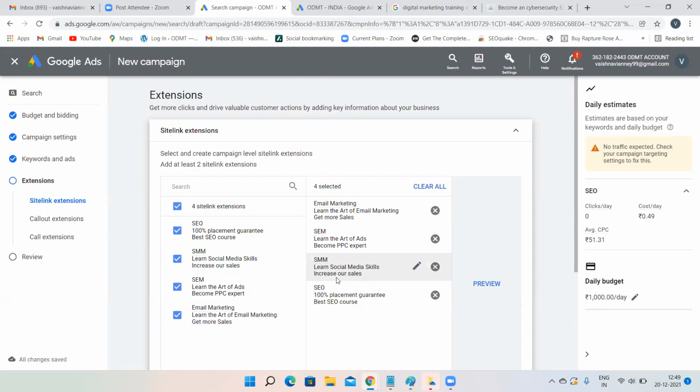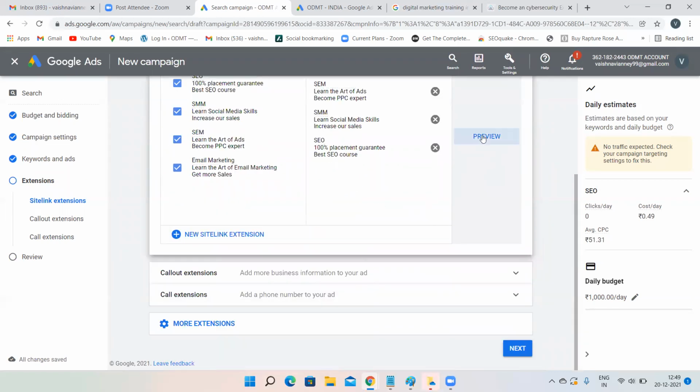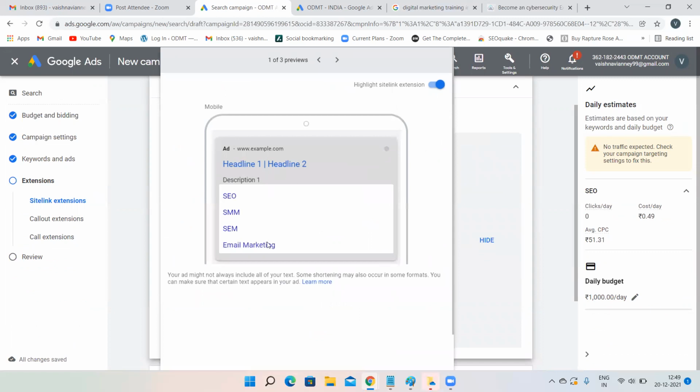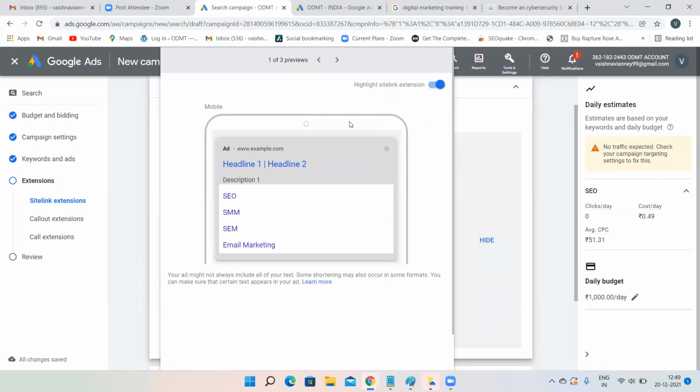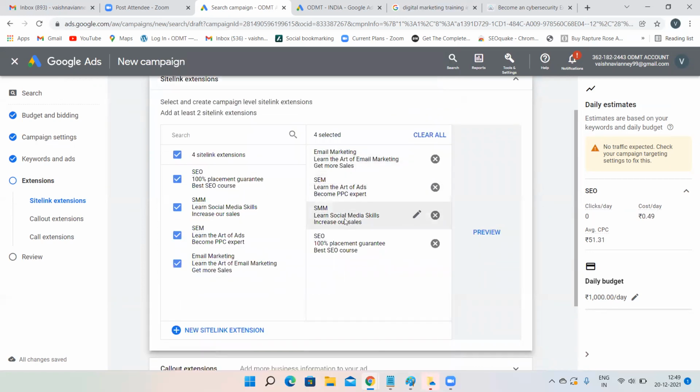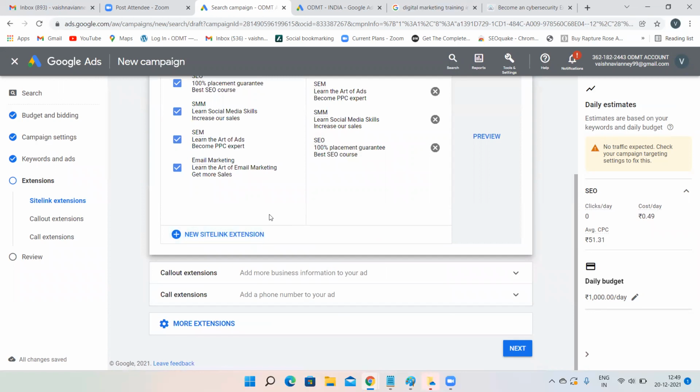Now coming to, if you want to see the preview, then you can see the preview. This is how it is going to appear. Headline 1, headline 2, description and all. If they click on SEO, they will directly go to the SEO page. If they click on SMM, they will directly go to the SMM page. Now, if you want to add a new site link, then you can add.